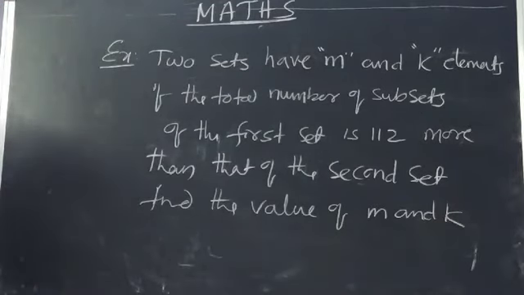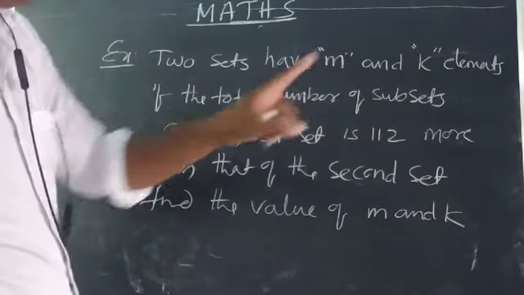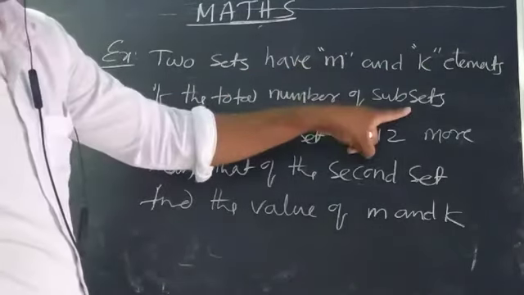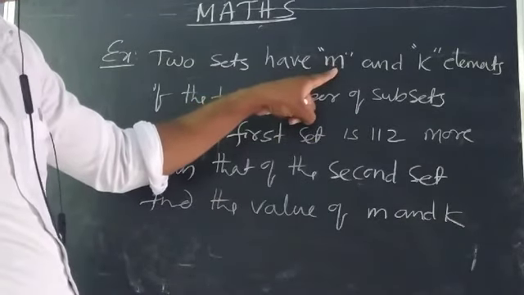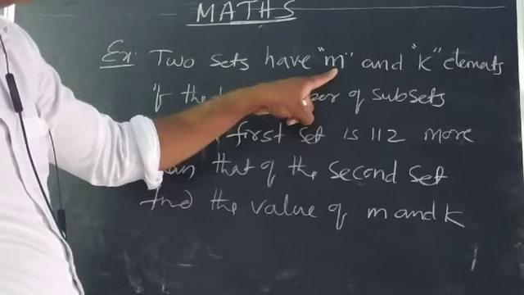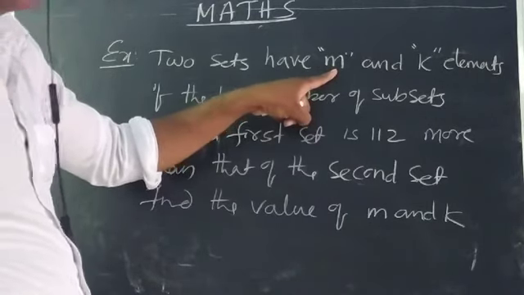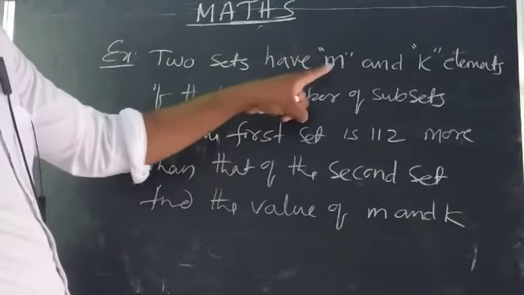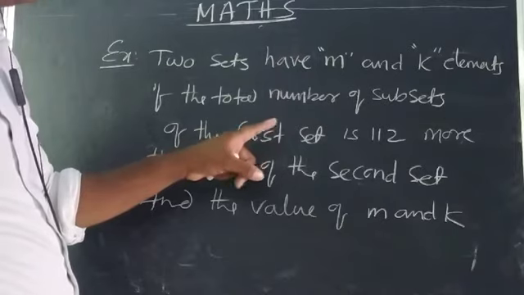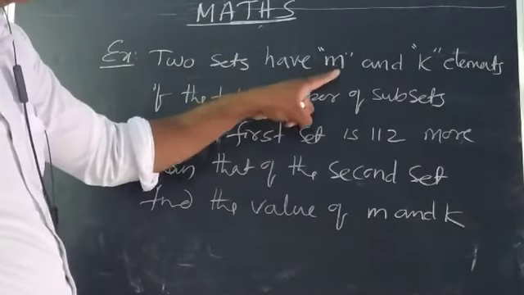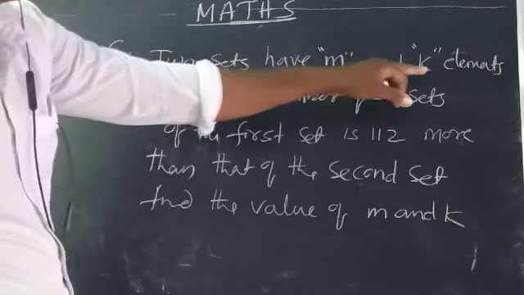Write the question. Two sets, first set having M elements, second set having K elements. The total number of subsets of the first set: the first set contains M elements, so how many subsets exist for that? 2 power n. Number of subsets, power set. The number of elements in the power set is nothing but the number of subsets. So if the first set contains M elements, it has 2 power m subsets, right? K elements in the second set, number of subsets 2 power k.